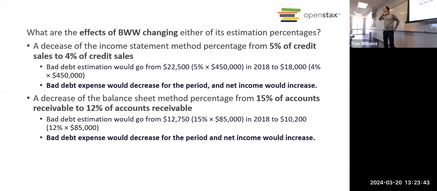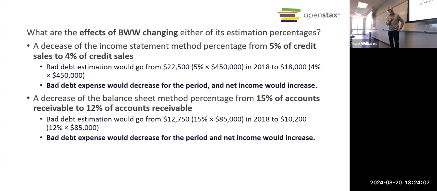Okay, there's a lot going on here, but it's actually pretty simple. If you change your percentage from 5% to 4%, you're going to end up with a lower estimate. You have less bad debt. Less bad debt makes you more profitable. It'll increase your income taxes.